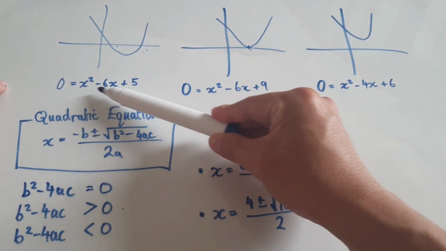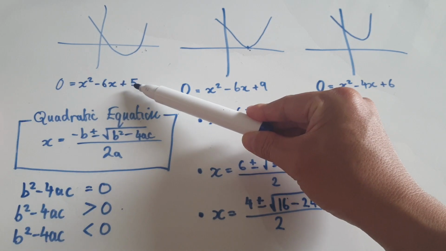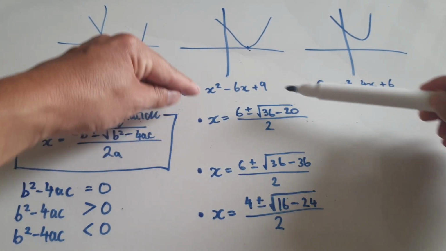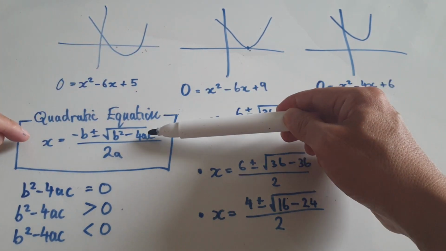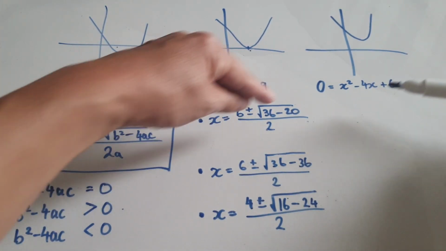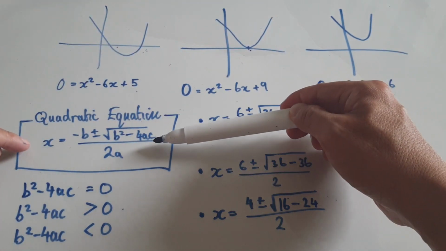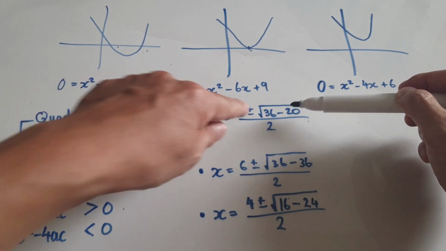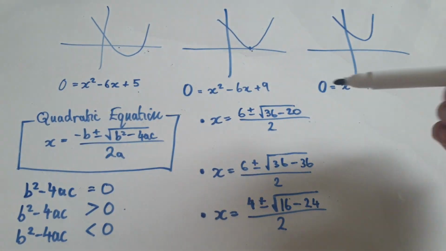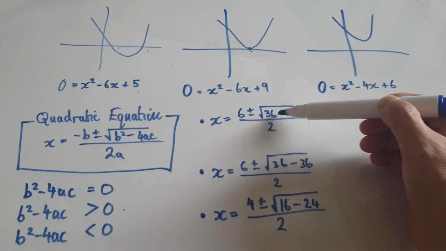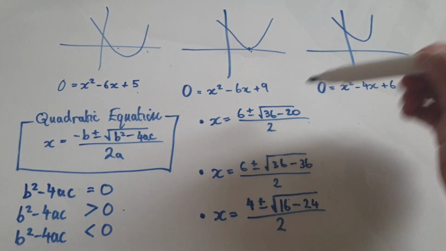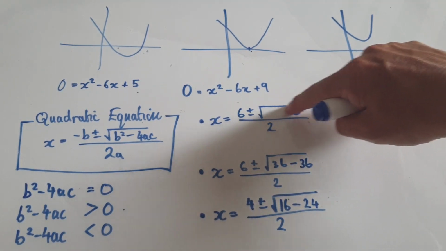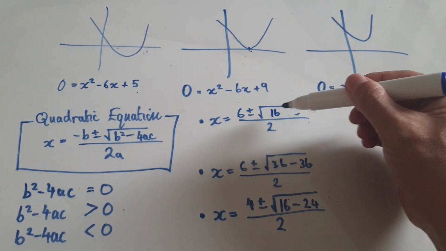Your A here is 1, B here is -6, and C here is 5. When you put that in here, x will equal this. Now do the same for this, put it into the equation, it will give you this. Do the same for this one, it will give you this. Now the reason why this one has two solutions is because of this bit here. The determinant here is 36 take away 20, that would be 16. So the square root of 16 is 4.